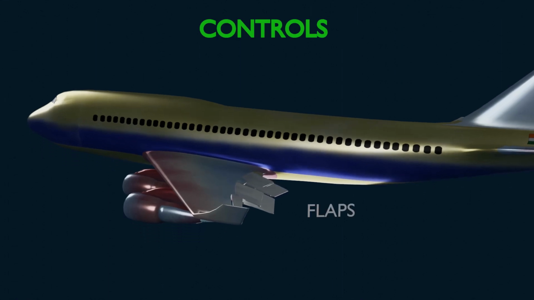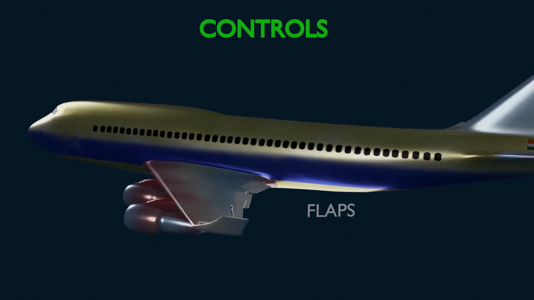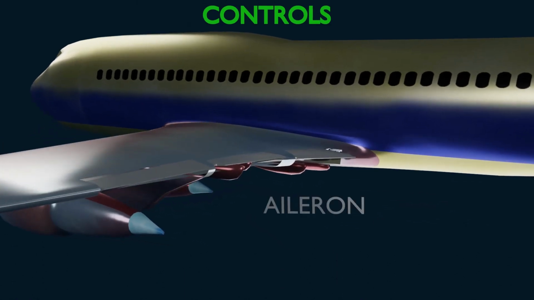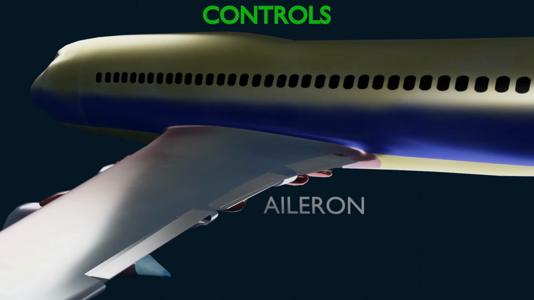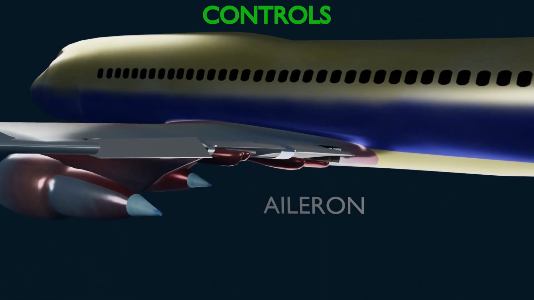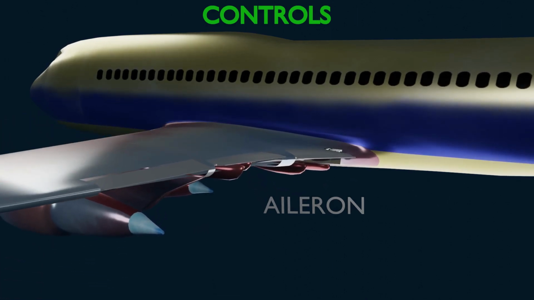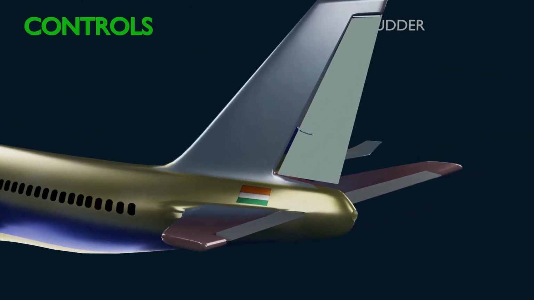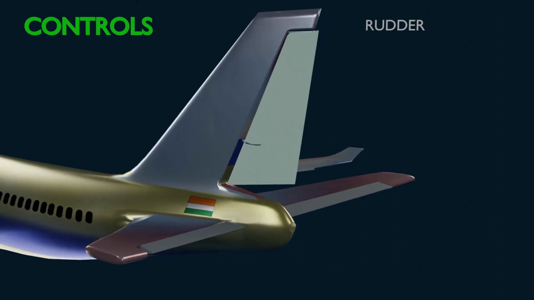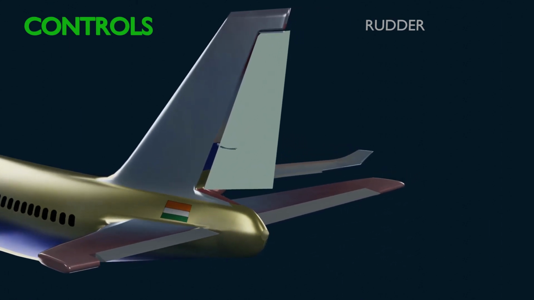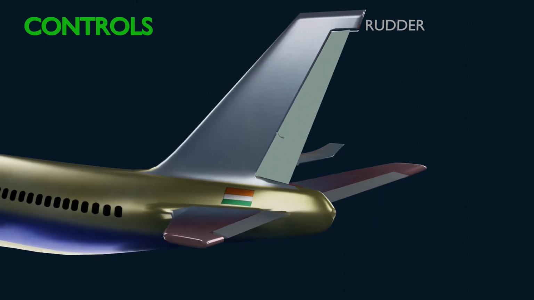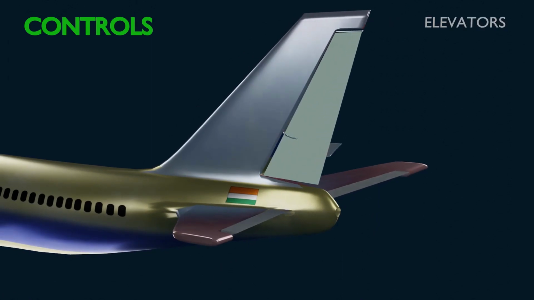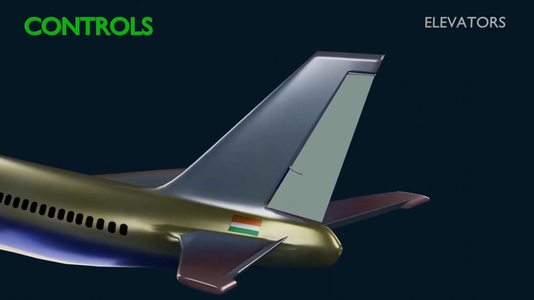The flaps are used to extend the wingspan in order to generate extra lift while landing and takeoff. The ailerons are used to control the sideways rotation of the aircraft. The rudder is used to control the sideways movement of the aircraft. And the elevators are used to control the up and down rotation of the aircraft.